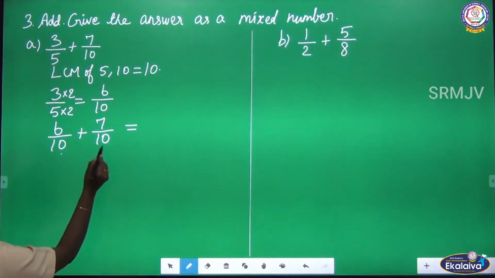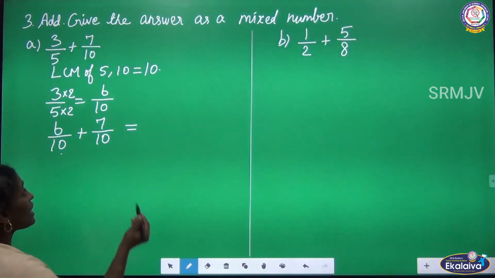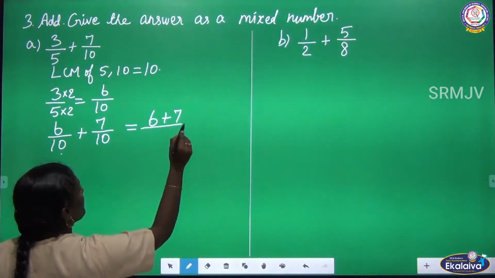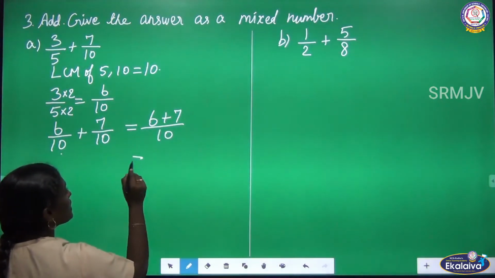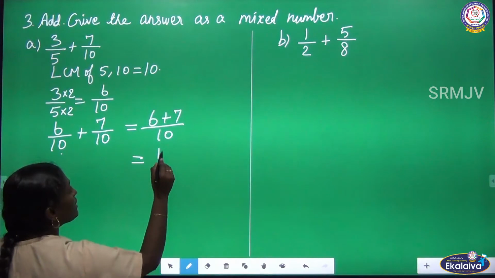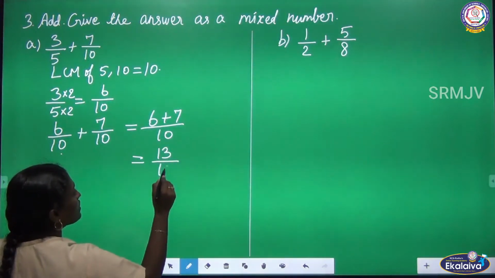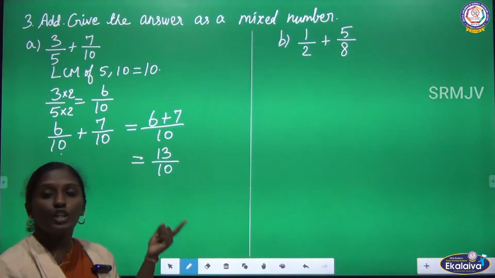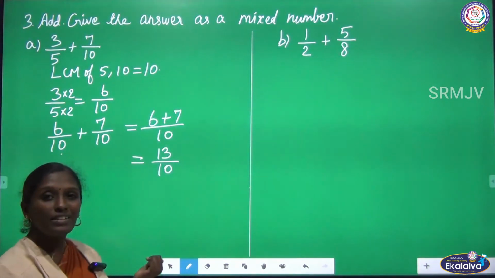Here these two fractions are like fractions, so we can add the numerators. 6 plus 7 by 10. 6 plus 7, that is 13. 13 by 10. Here see the fraction 13 by 10. The numerator is greater than the denominator.